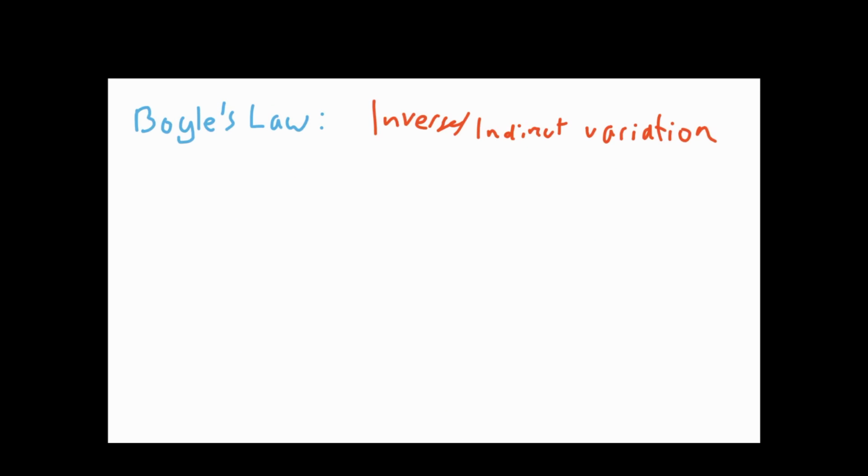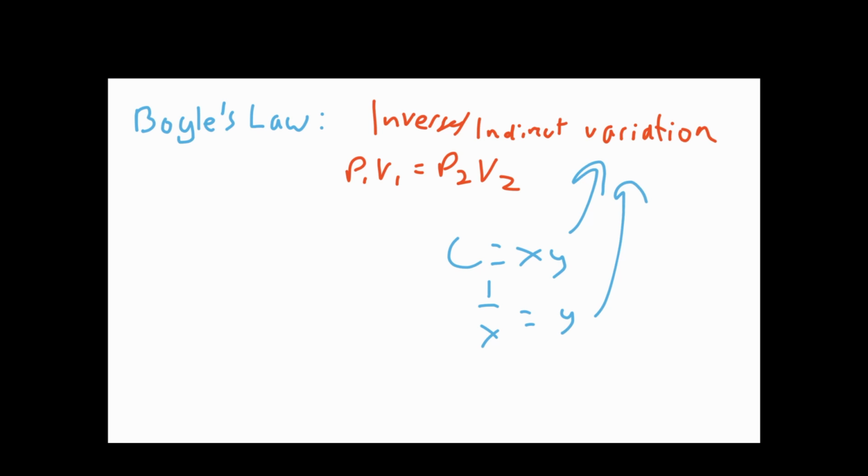The first law we're going to be talking about is our only example of inverse or indirect variation. This law is called Boyle's Law, and the equation for it is P1 V1 equals P2 V2. So this is indirect variation because you have basically a constant equal to xy, or 1 over x equals y. Those are both examples of indirect variation.